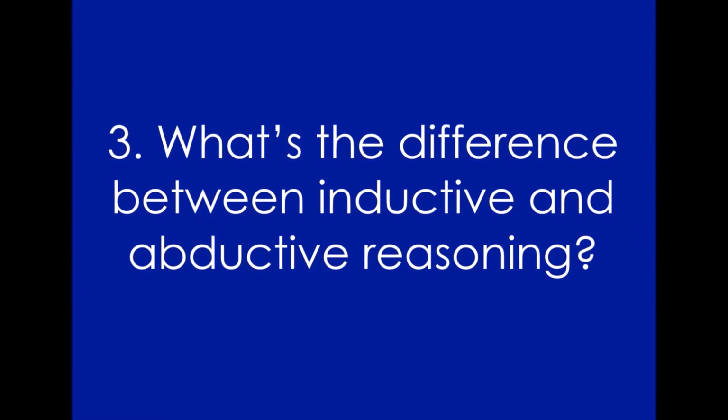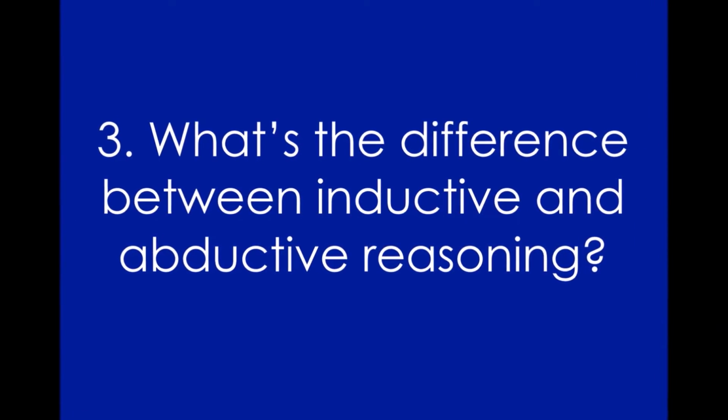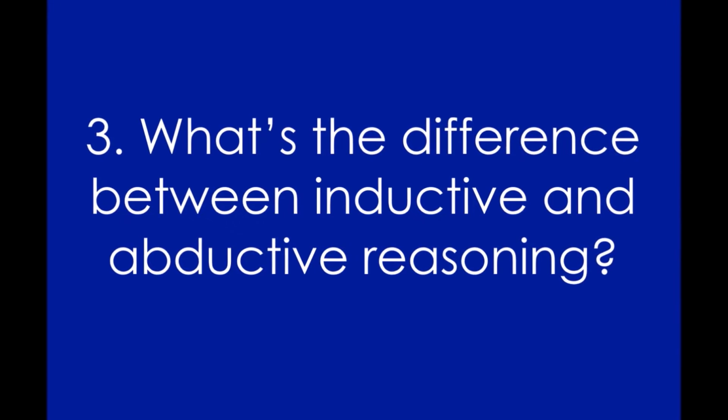3. What's the difference between inductive and abductive reasoning? Very simply put, in inductive reasoning, we most often make predictions about the future. For example, I see fireflies in my backyard every summer, so next summer I will probably see lightning bugs in my backyard again. In abductive reasoning, we do the opposite in a way.